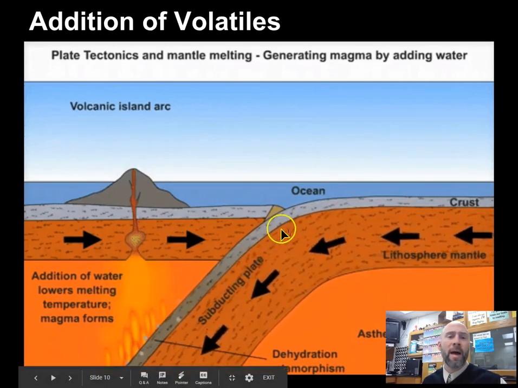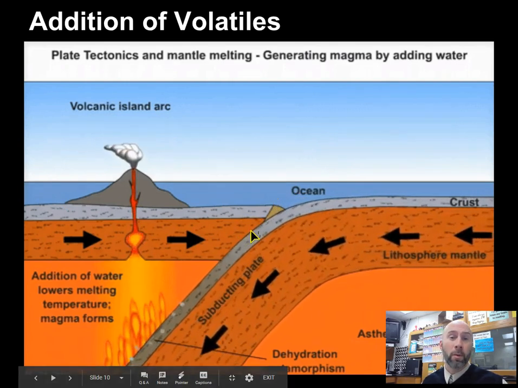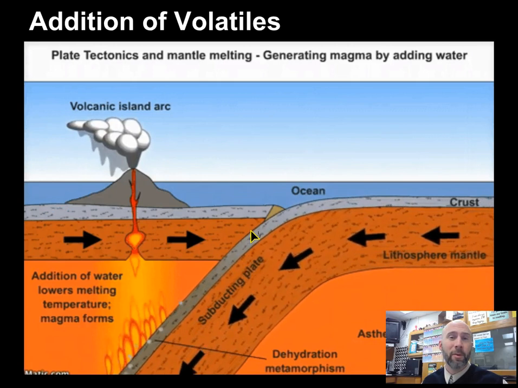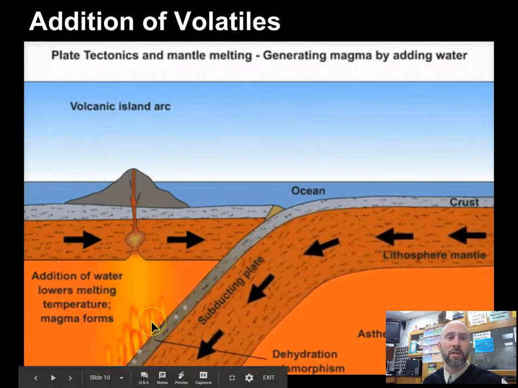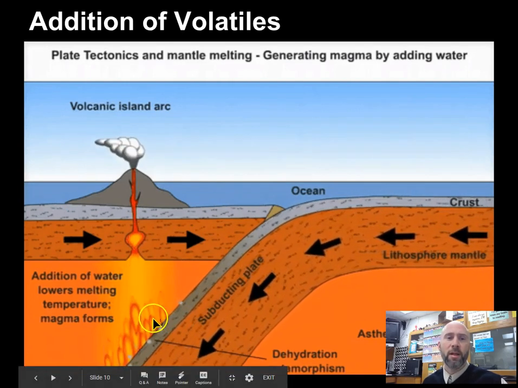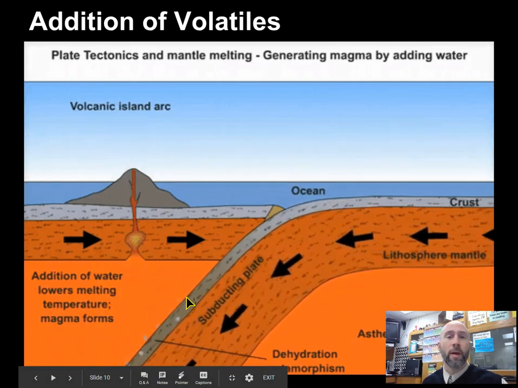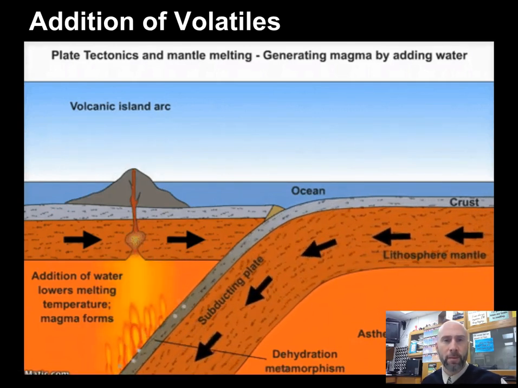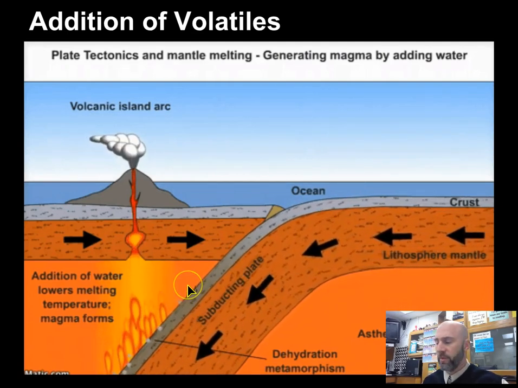But then when this plate comes down, it's going to be pulling water with it, it's going to be pulling organic material with it, carbon, and then what that's going to do, it's going to lower that melting temperature of that magma. So it's going to allow this rock, if you will, to melt more quickly and turn into magma. Okay, so those are two, in addition to just heating up, those are a couple different ways that magma can form.